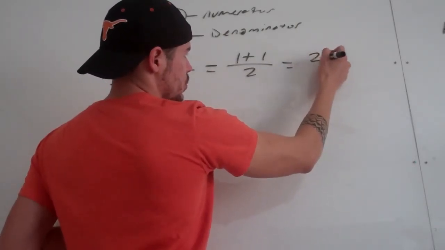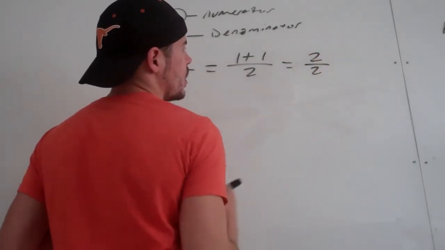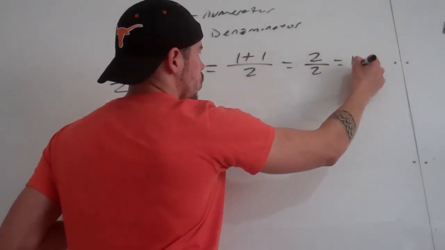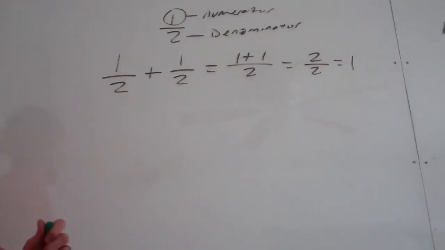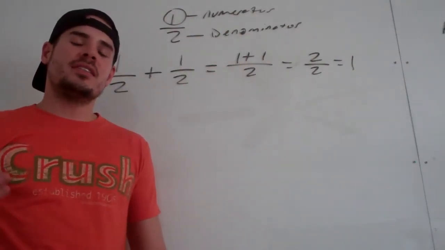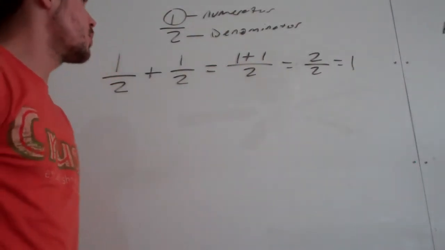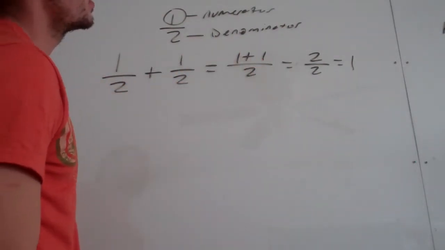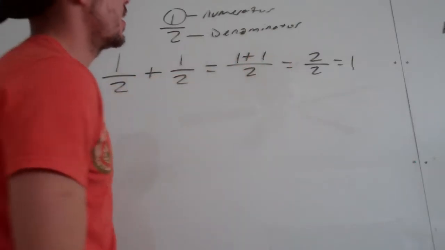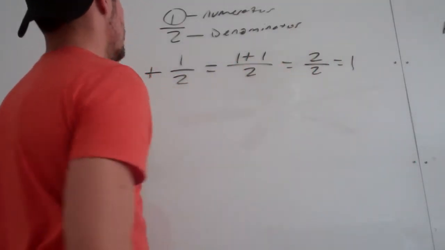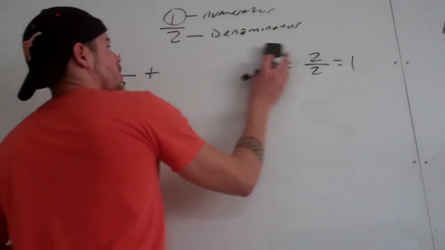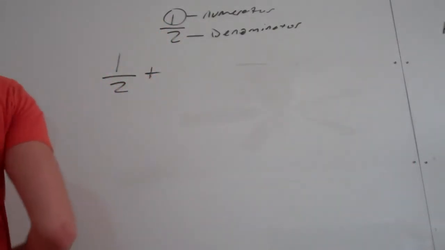1 plus 1 is 2. And 2 divided by 2 is simply 1. Okay? So if you're given this sort of easy fraction, then it's really simple. You've already got the same denominator, and then you can just add the top across, and then you simplify, and you have 1. Okay. Now let's suppose we have something a little bit more complicated.